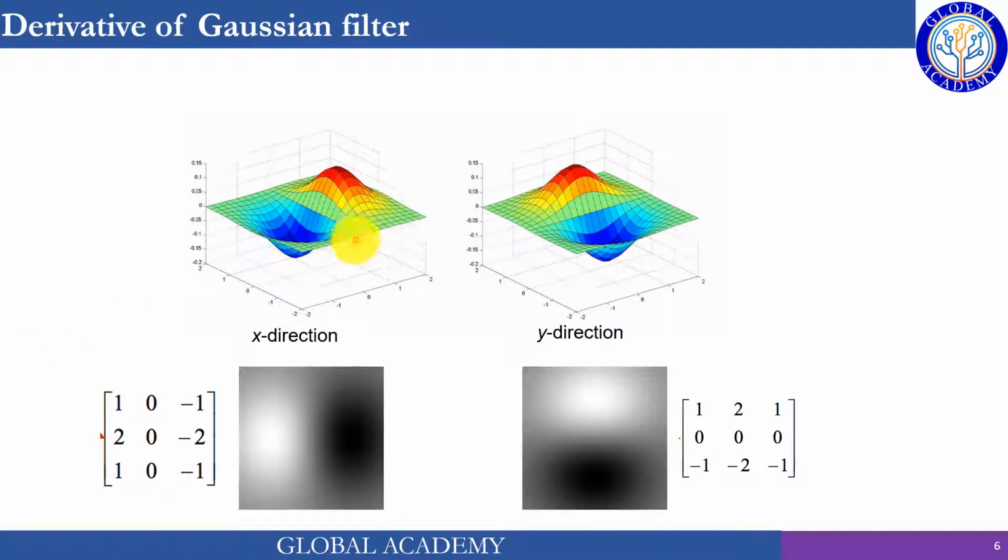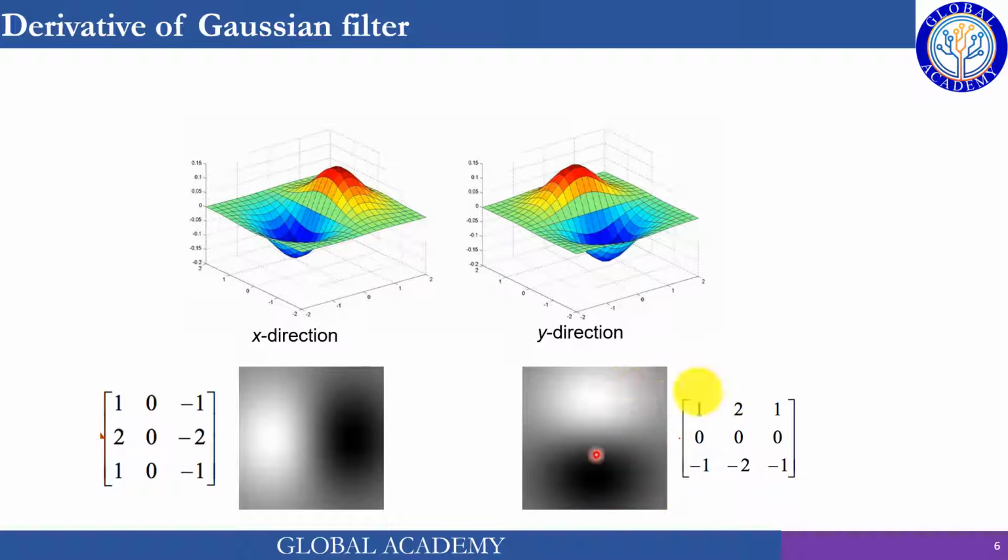So this is the derivative of Gaussian along the x-axis, and this is the derivative of Gaussian along the y-axis. And we have more or less the same Sobel operator. 1, 2, 1 is in fact an averaging mask, and then 1, 0, minus 1, or 2, 0, minus 2, and 1, 0, minus 1 are the derivative or differencing operators. So along one axis it's averaging, and along the other it's differencing.